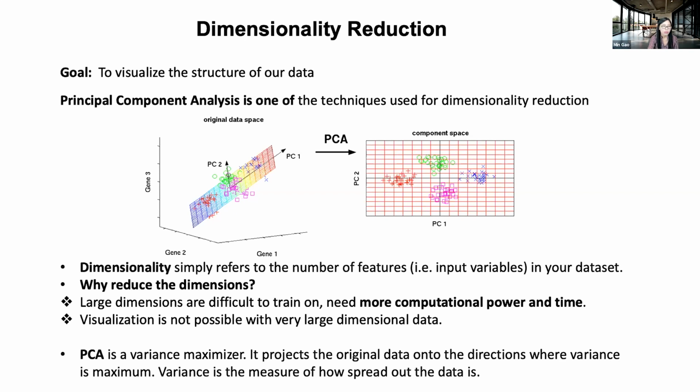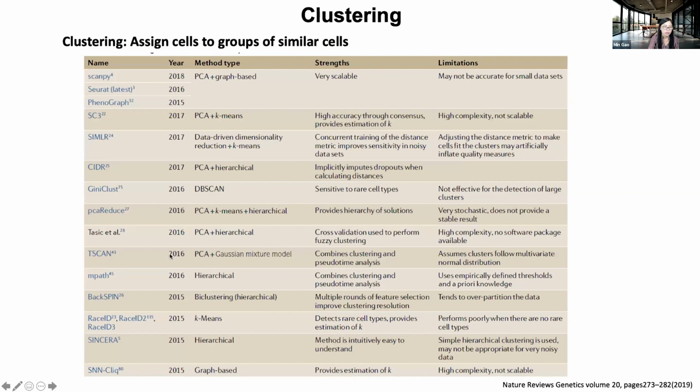And why do we need to do the dimension reduction? Because a larger dataset needs more computational power and time, and visualization is impossible for a large dataset. So we need to do the dimension reduction. After we do the PCA analysis, we can do the clustering for our cells. The clustering is to assign the cells to groups of similar cells.